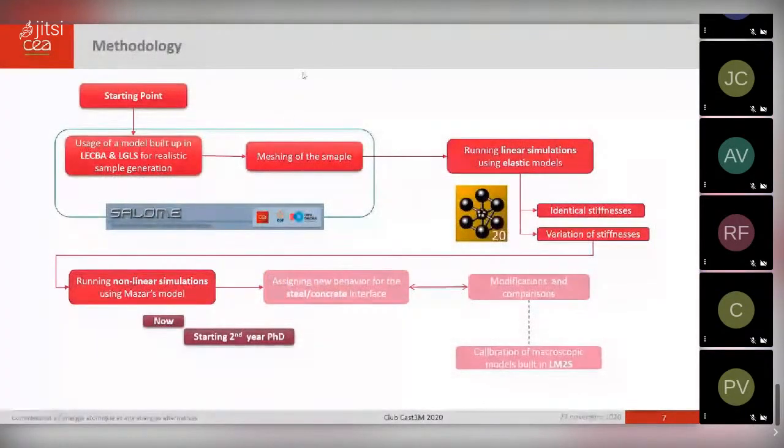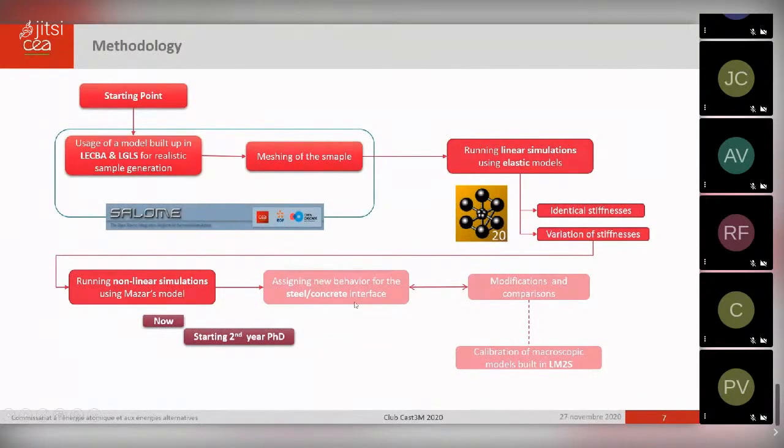So starting from that point, I'm going to use a model built in LECPA and Al-Jalas to make a realistic sample generation, and then mesh this sample, all using Salome. Then I use Cast3M to run linear simulations, using elastic models just to study the functionality of the model itself. First, using a linear spring model with identical stiffness, then variation of the stiffnesses. After that, nonlinear simulations will be run, first using the classical Mazars model, which is where I stand right now.